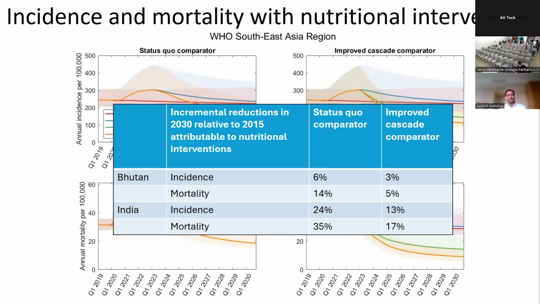Similarly, for India, the impact is slightly higher than Bhutan. It is 24% reduction in incidence, whereas 35% in mortality. This is the incremental reduction. And the improved cascade scenario gives 13% and 70% respectively.